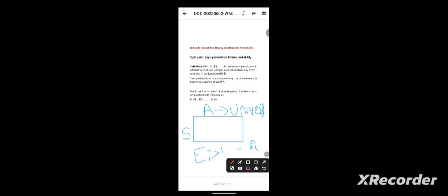Let us go to the proof of this Bayes theorem. Let A be an event of sample space S, which occurs in conjunction with mutually exhaustive events: E1 union E2 union up to En equals S. This is the equation, where S is the sample space and E1, E2 up to En are exhaustive events of sample space S.